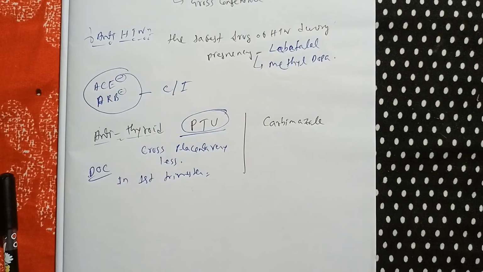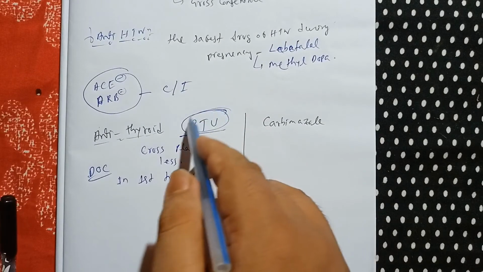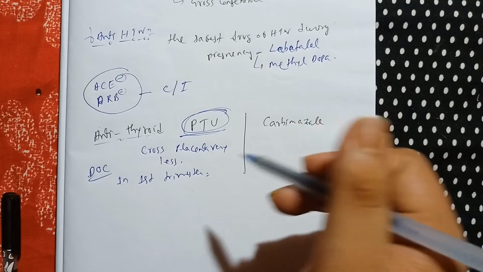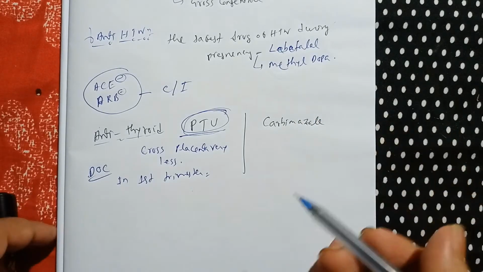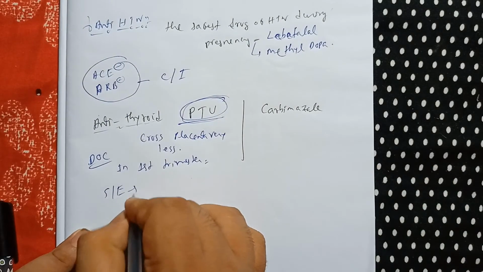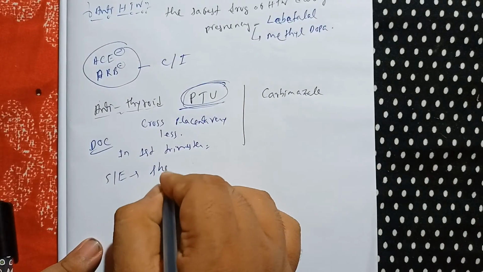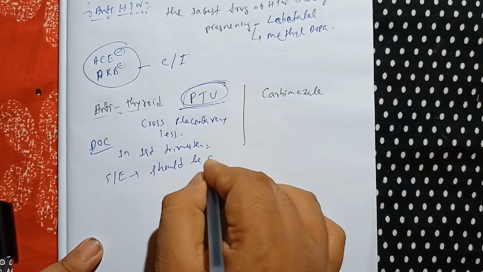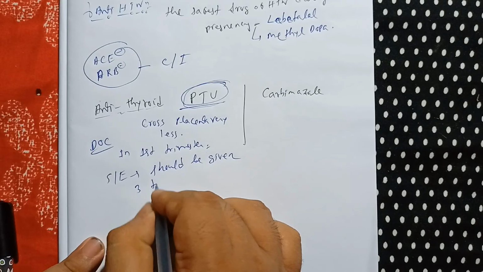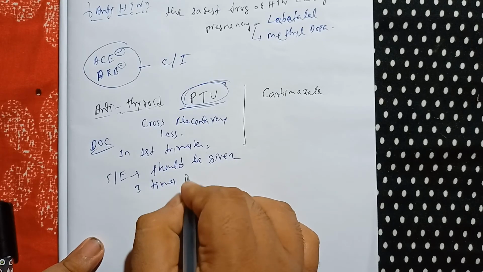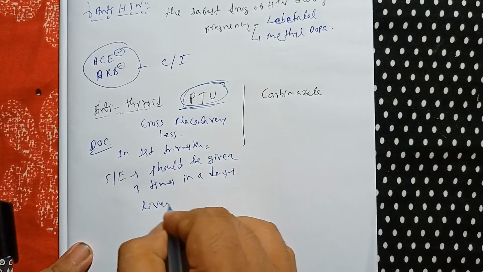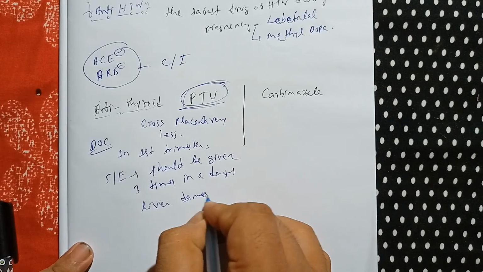Now the main problem here is the dose of PTU. We have to give it about 3 times in a day, which can cause liver damage. This is the top side effect we can say. It should be given 3 times in a day, and that can lead to liver damage. So there is a little bit of a problem here.